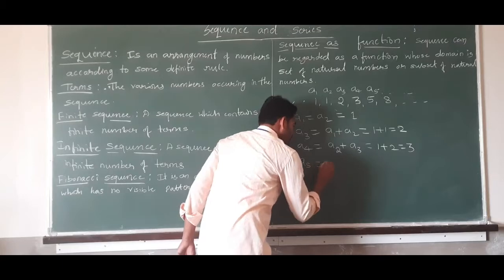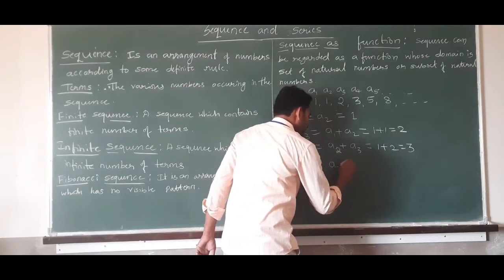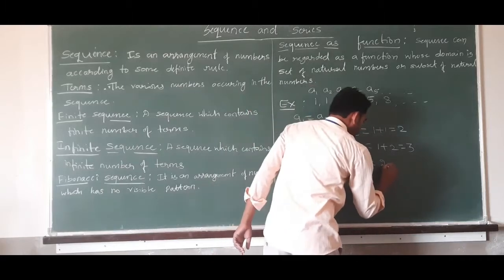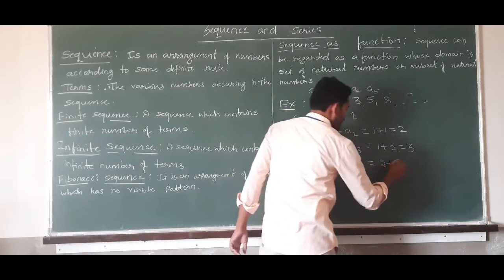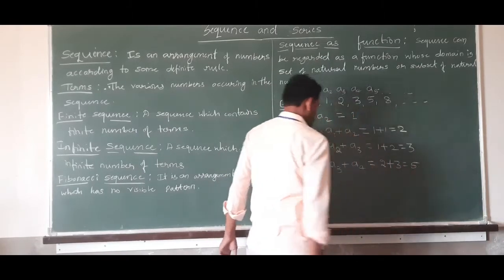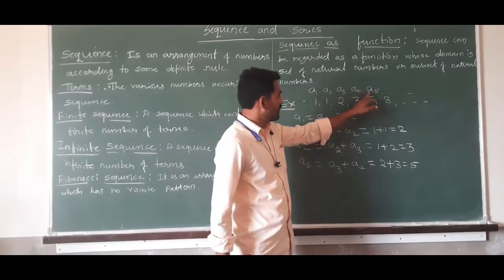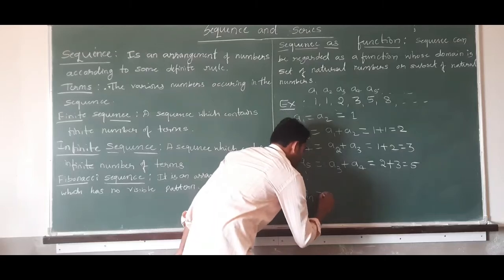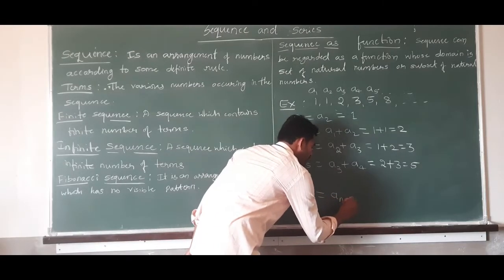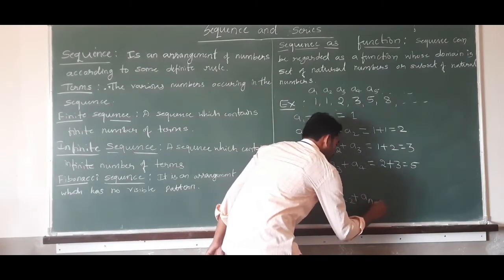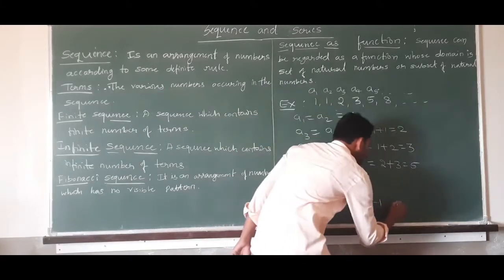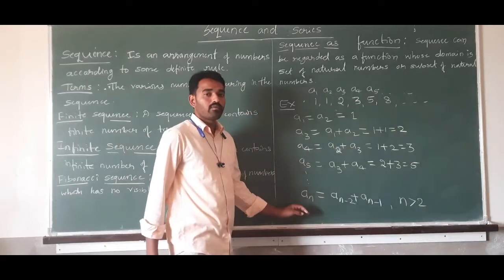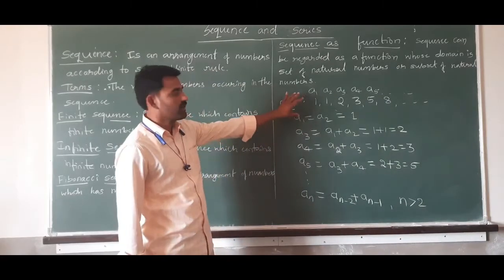Similarly, A5 is equal to A3 plus A4. A3 is equal to 2 and A4 is equal to 3, so A5 is equal to 5. So the fifth term is 5. Similarly, the nth term is An is equal to A of n minus 2 plus A of n minus 1 if n is greater than 2. This is the general form of the Fibonacci sequence of the given sequence.